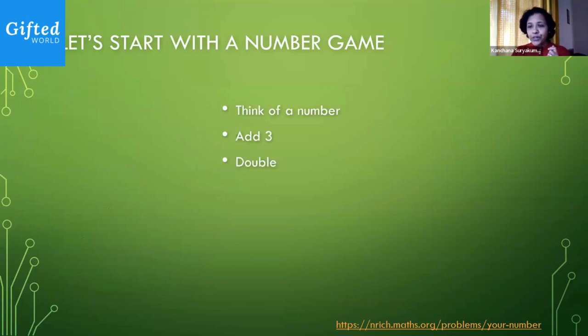Double the answer that you've got. You've added 3 to the number. Whatever number you have, double it. That is multiplied by 2. Then add 4 to your answer.